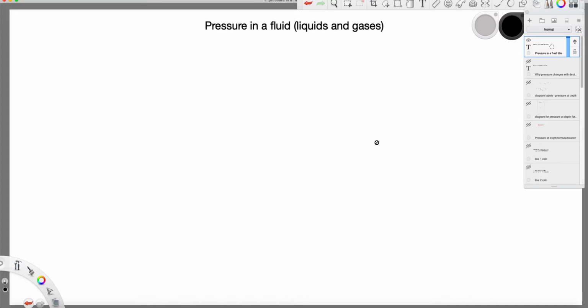I'm looking at pressure in fluids, why the pressure in a fluid, a liquid or a gas, increases with depth, and why things seem lighter in a fluid than they do out of the fluid. So let's look at why the pressure changes with depth to begin with.